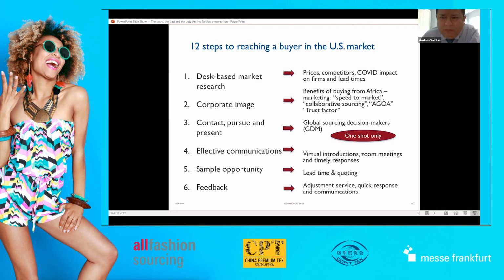Of course, they want to be out of China somehow. What is the next step? How do we present our company to a potential buyer? That is a corporate image. How do we present the benefits of buying from Africa? This is full marketing, providing concepts like speed to market, a very trendy concept right now. Whoever can understand speed to market, which means the faster you get to the shops, the better option you have.